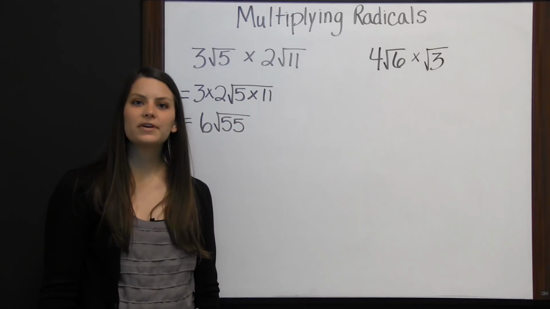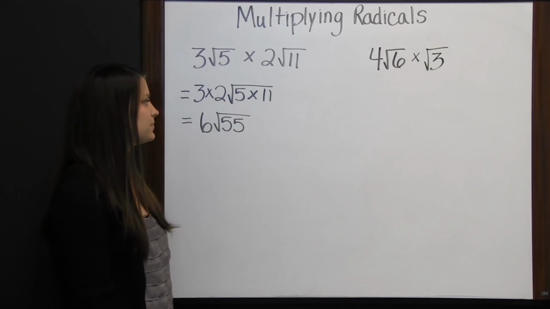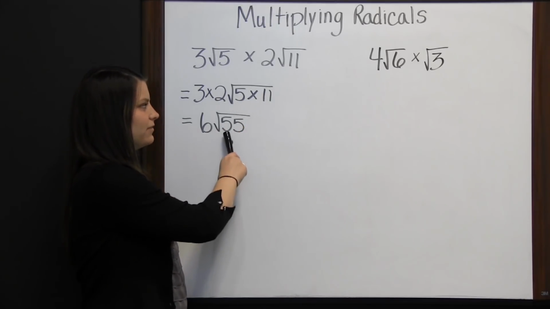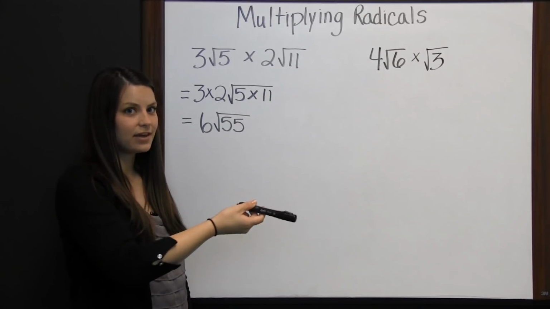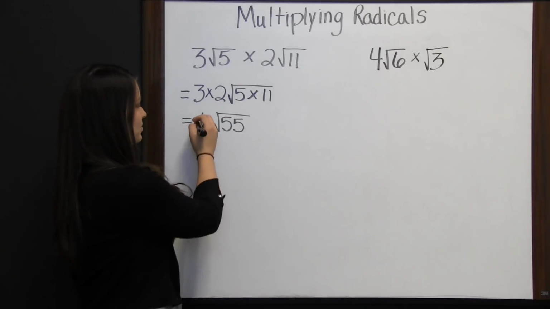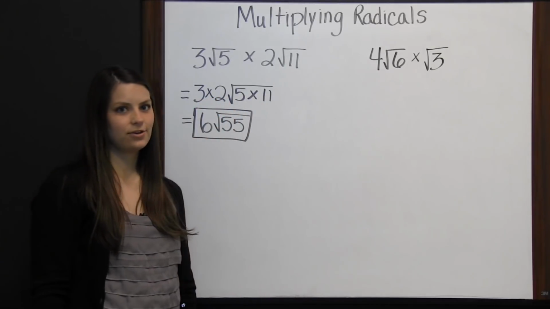55 is not a perfect square, and it also doesn't have any perfect square factors. We can see, because we've pretty much already factored here, 55 is 5 times 11, and neither one of those are perfect squares either. So this can't be simplified, therefore 6 square roots of 55 is our answer.